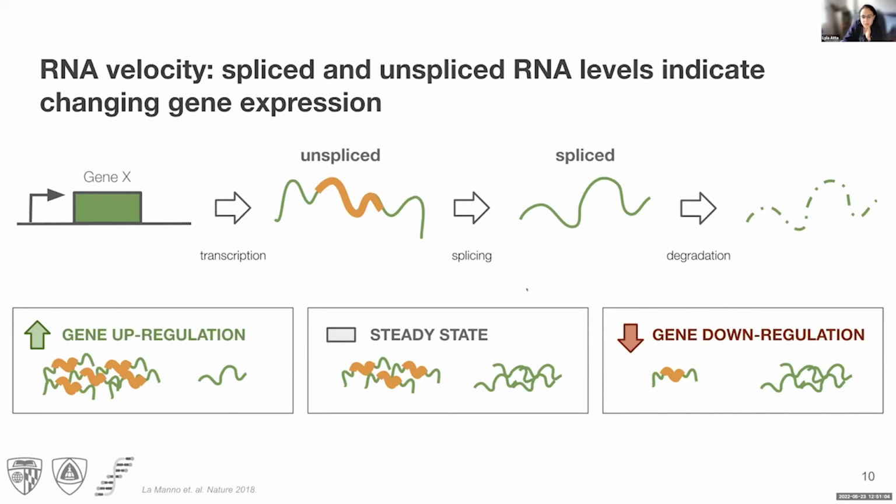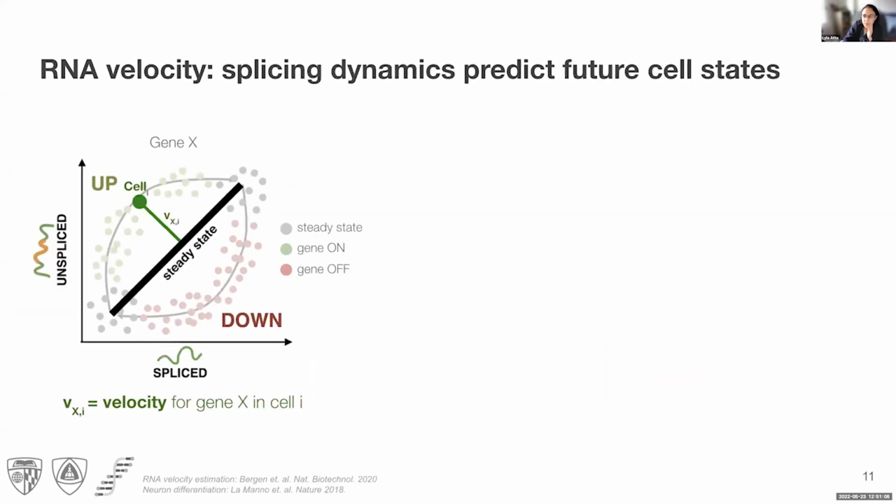If you plot the spliced and unspliced RNA for a single gene, you might see something like this. Each point is a single cell. The black line indicates the steady state ratio of spliced to unspliced RNA. If a cell is above the line, it has more unspliced forms of this gene than what you would expect at steady state, and you can infer that that gene in that cell is being upregulated. Conversely, if a cell is below the line, it has more spliced RNAs than expected at steady state, and you can infer that that cell is downregulating this gene.